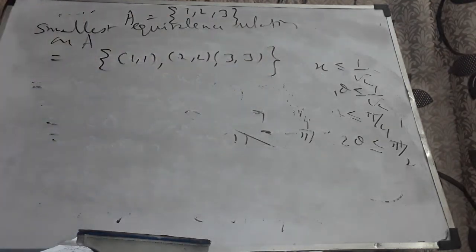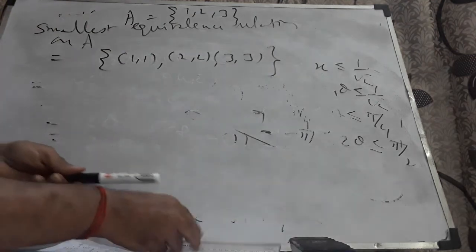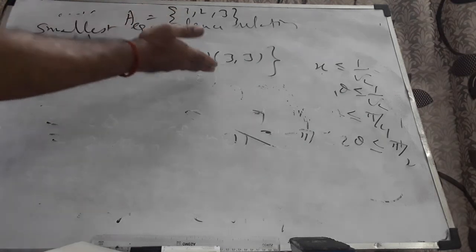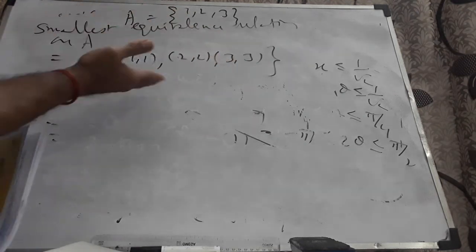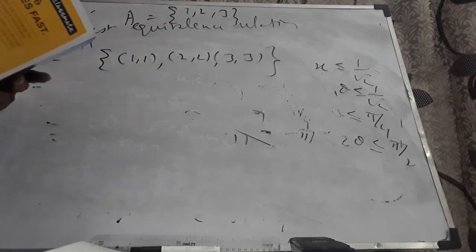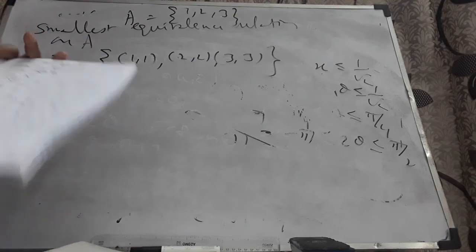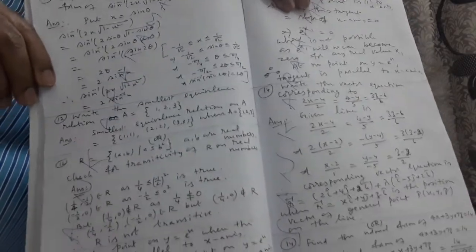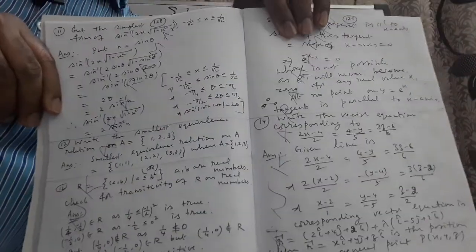Unless these three elements are there, it won't satisfy the reflexive relation. Therefore, it will automatically satisfy symmetricity and transitivity also. Therefore, the smallest equivalence relation on A will be the set containing (1,1), (2,2), (3,3). Okay, I'll show 11 and 12 to you here. Just see here, 11 and 12. Go through the 11th and 12th.